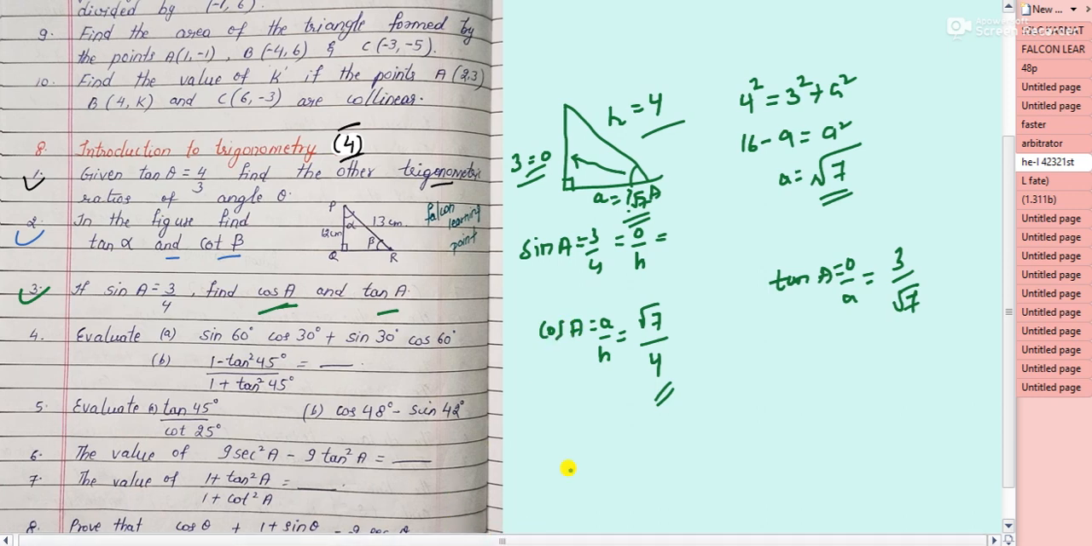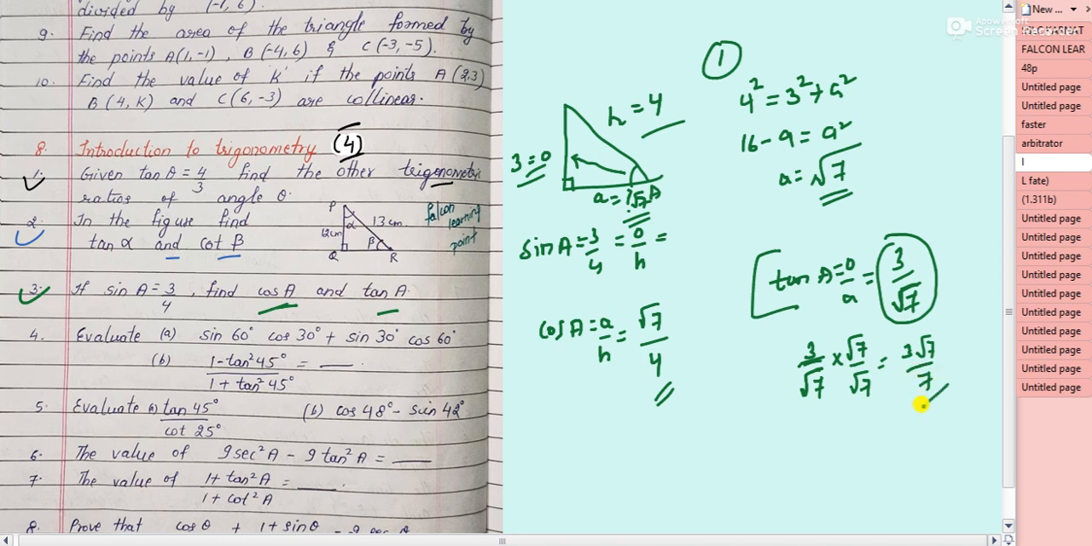And one more thing, if they give this type of question in MCQ and they have asked this tan A, but in the options you don't have this, then what are you going to do? If you look at this, root 7 is given. So whenever you get a number like root 7, root 5, just rationalize it. This will be 3 root 7 and this will be 7. So you may get this in the options and that is your final answer if they have not given this one. Got it? Both of them are right. So I hope you have understood.